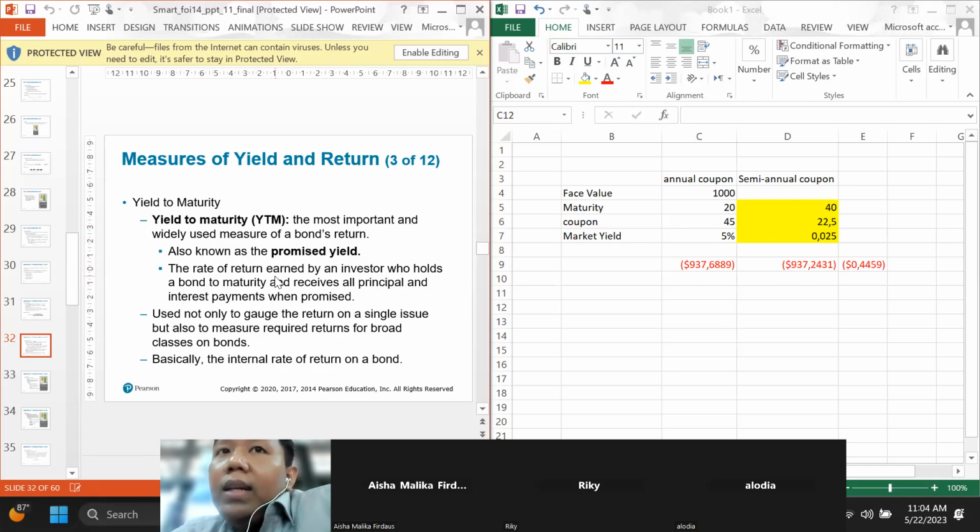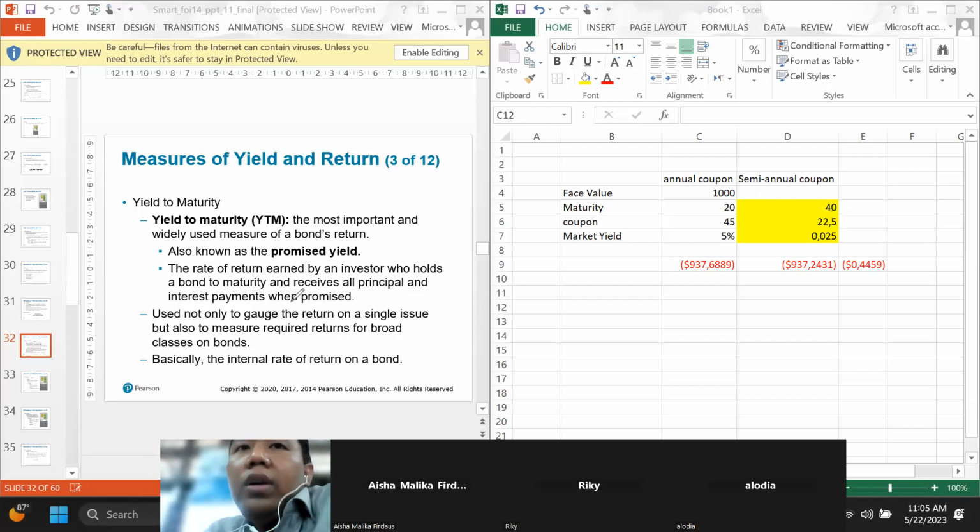So the rate of return earned by an investor who holds a bond to maturity and receives all principal and interest payments when promised. So the yield to maturity is actually the return that we will receive after investing in or buying such a bond, with the assumption that we will hold this bond until maturity. We will not sell this bond before the maturity. We will hold it. We will receive all the coupon payments, and we will also receive the face value at maturity.